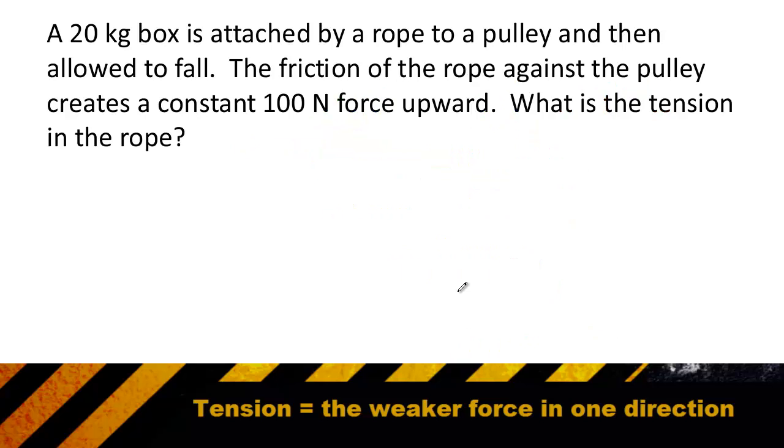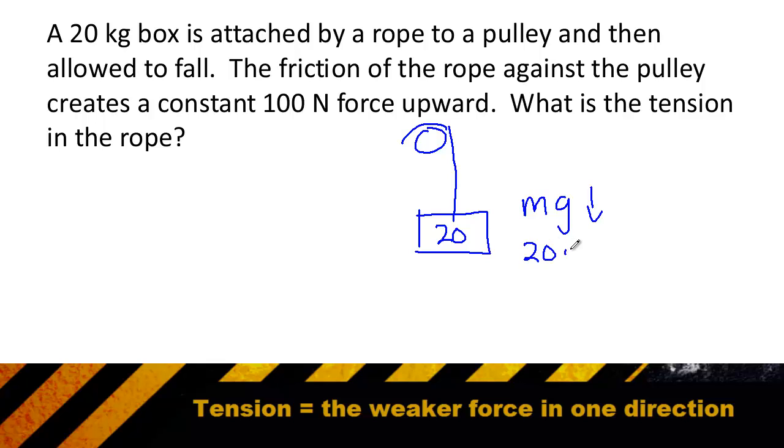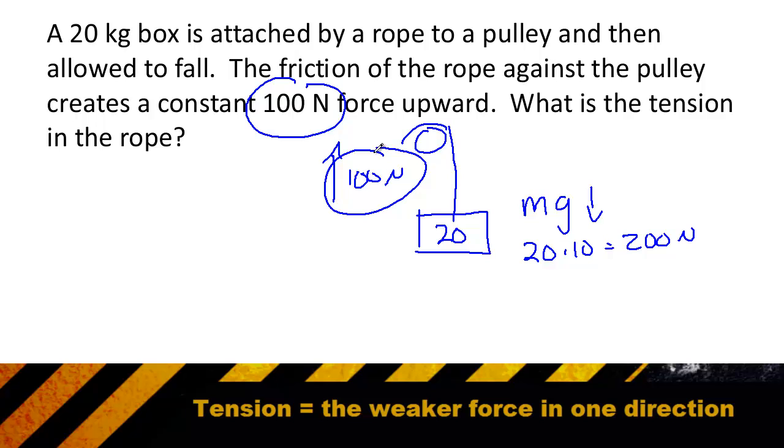Let's look at a sample problem. So here's a case where we have a 20 kilogram box being slowed down by a rope tied to a pulley. The force pulling the box down is simply our mass times our gravity, or in this case 20 times 10, which is 200 newtons. So we have a force of 200 newtons pulling the object down. We also have 100 newtons exerting an upward force or slowing the object down. Again, the tension in the rope is simply the weaker force in one direction, or 100 newtons.